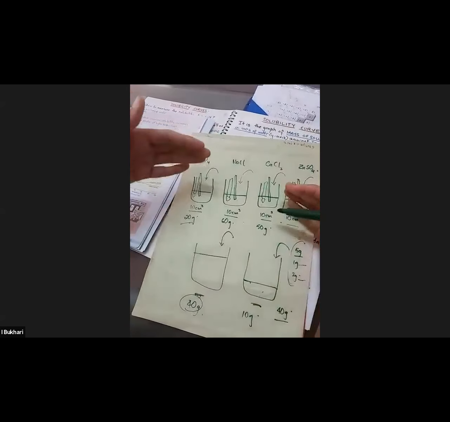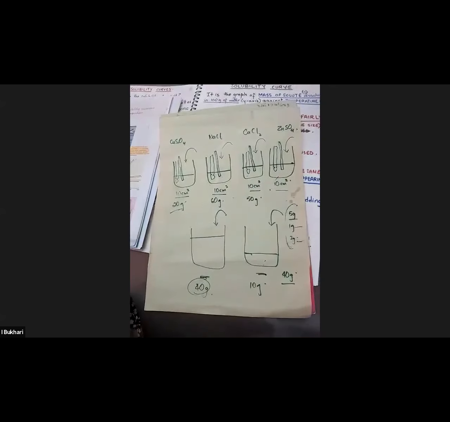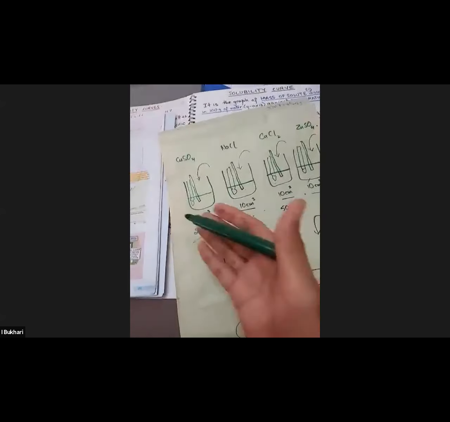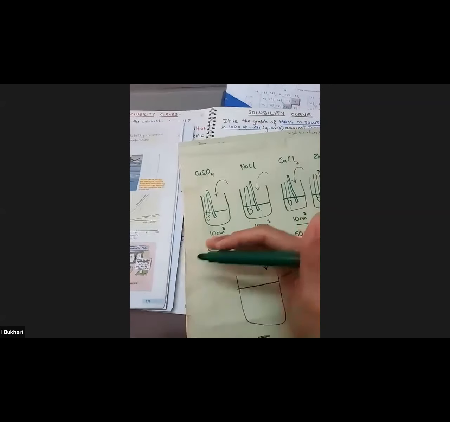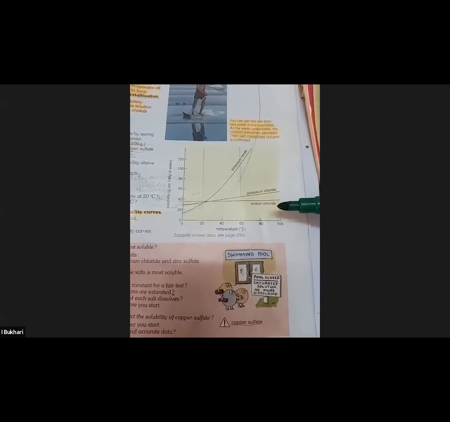And then we can change the temperature, okay? Let's suppose we warm them all a little and bring them to a new temperature and repeat this whole process. And that's how they plot this solubility curve for different salts, right?